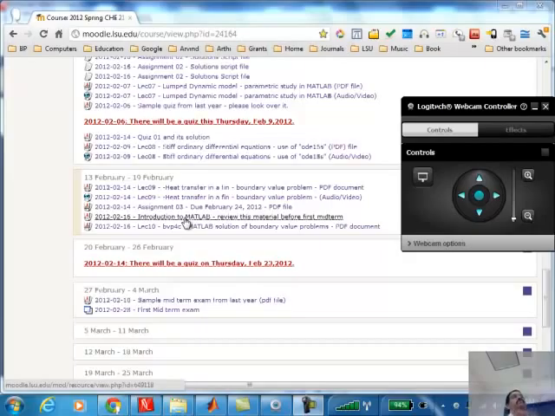Just read through it before your midterm exam and make sure that you understand why MATLAB responds the way that it responds. It's covering a lot of things, kind of a review of what you should have seen in 2160. Okay, that's about a 50-page document, so take a look at it before the first midterm as well.